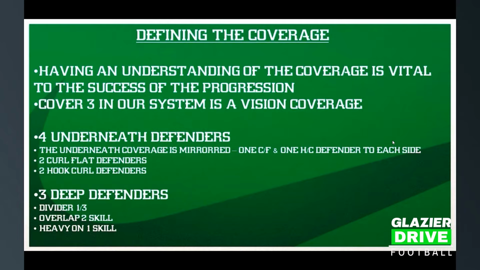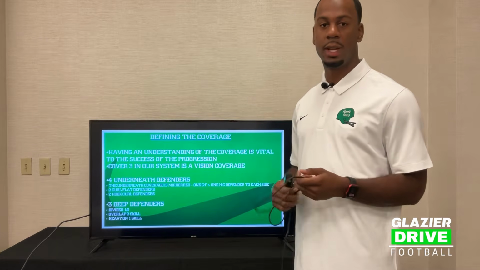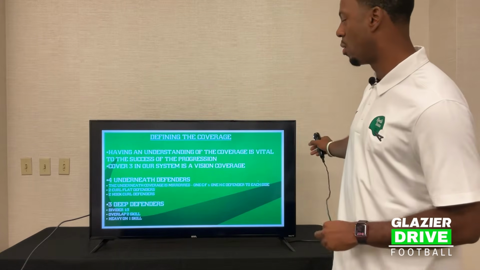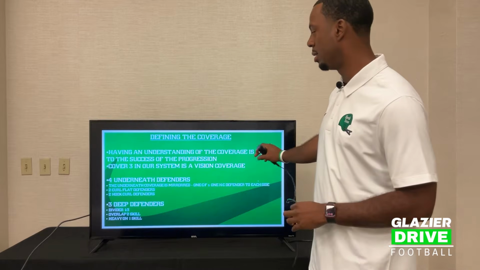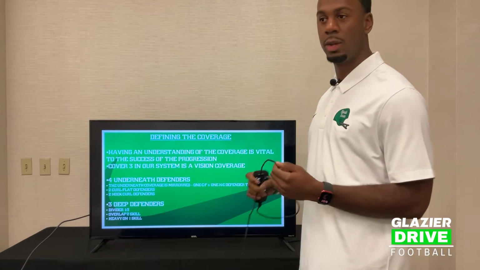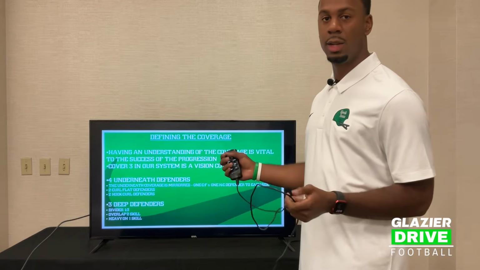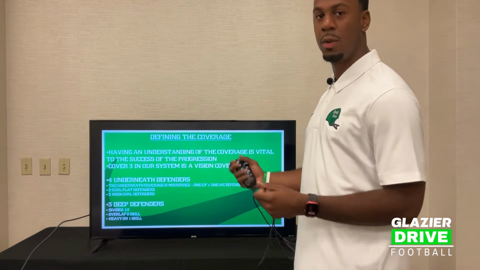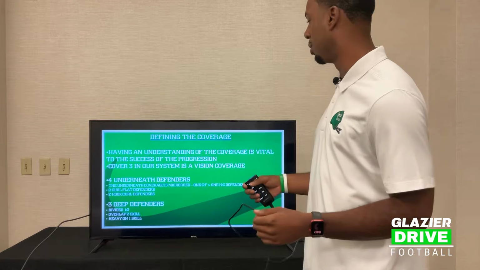So here's how we're just going to define the coverage. In our cover 3, having an understanding of the coverage is vital to the success of the progression. Cover 3 in our system is a vision coverage. What I mean by vision coverage is we have to see the quarterback. We have to get our information from the quarterback. And especially at corner, I don't ever want to handicap our defense to think that we're playing with 9 players. What I mean by playing with 9 players is if my corners are man turning instead of zone turning, and it's a run, they're running my corners off and we're playing with 9 defenders on the field.